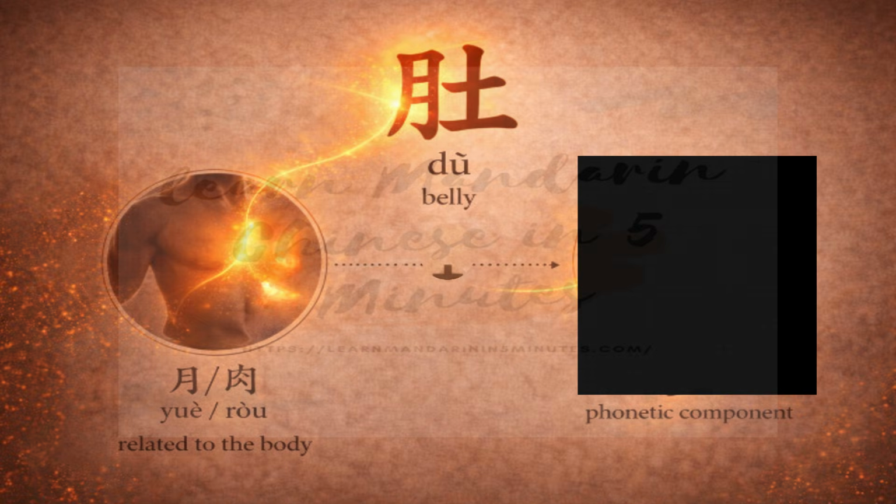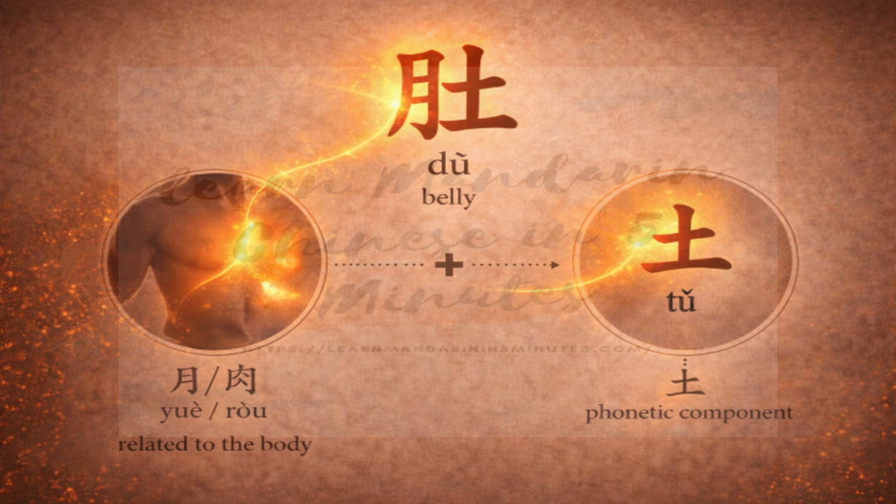腿. Now take 肚, belly. Same pattern. Left side is body, again from 肉. Right side is 土, gives a rough sound. Not exact, but close enough to guide you. So the whole character is body meaning plus sound hint 土 to become 肚, belly.